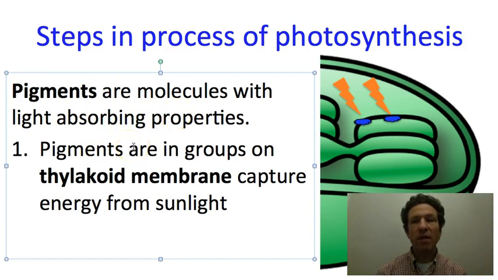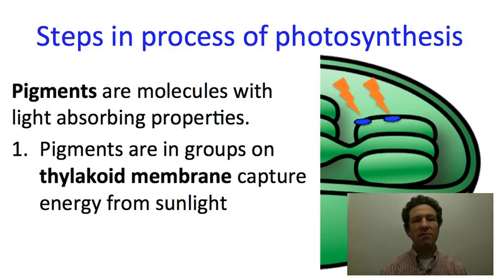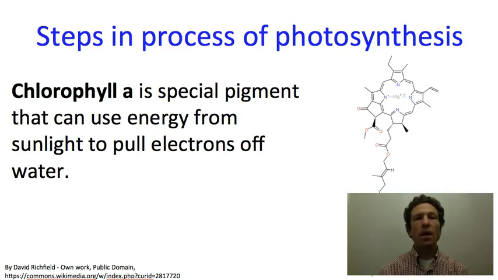And the pigments involved in photosynthesis will be located on the thylakoid membrane. So these discs are the thylakoid, and the collections of pigments are sitting in groups on the surface of this membrane. These little lightning bolts indicate photons of light coming down and hitting these groups of pigments. We'll talk about a few different kinds of pigments that are important, but we'll start with the most important. The most important pigment in photosynthesis is chlorophyll A.